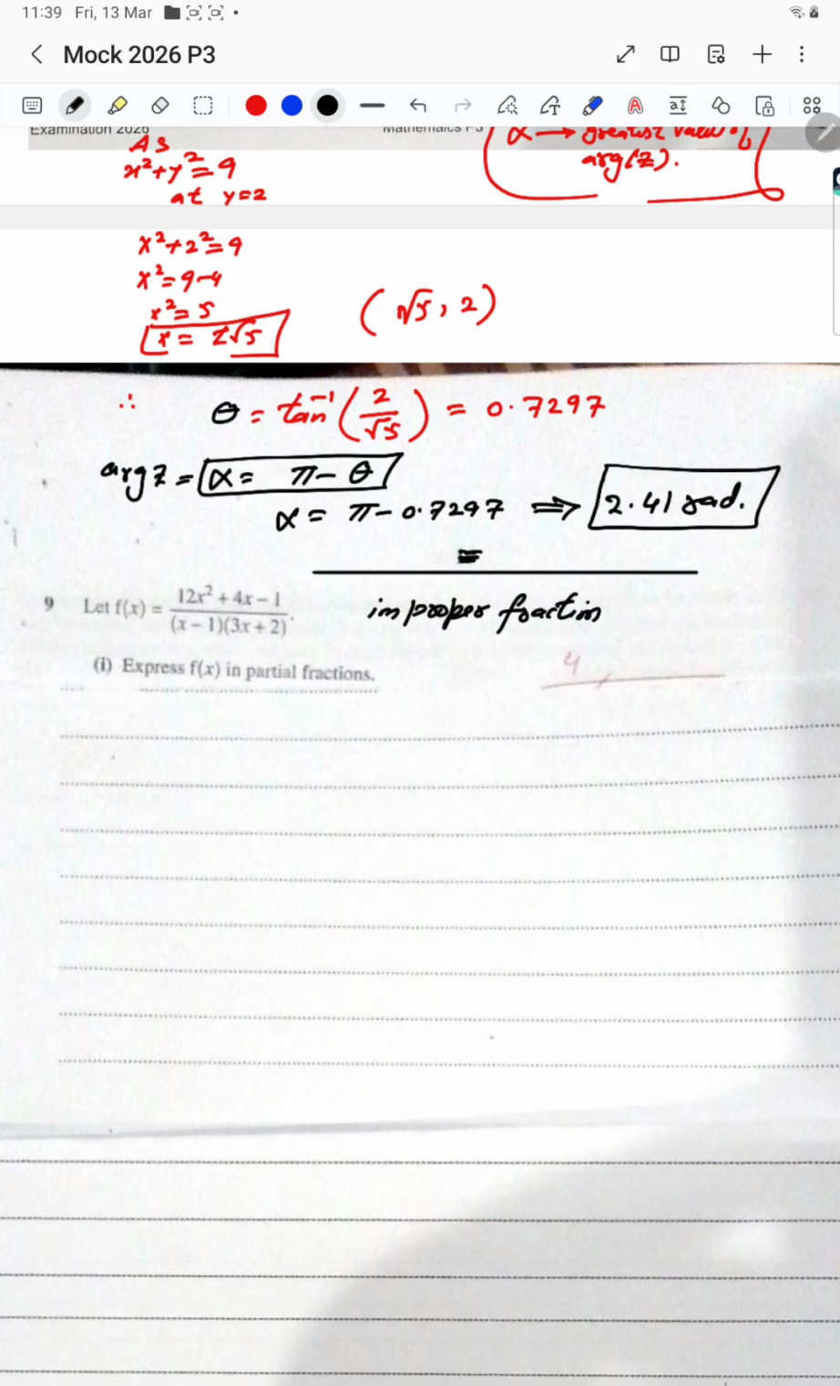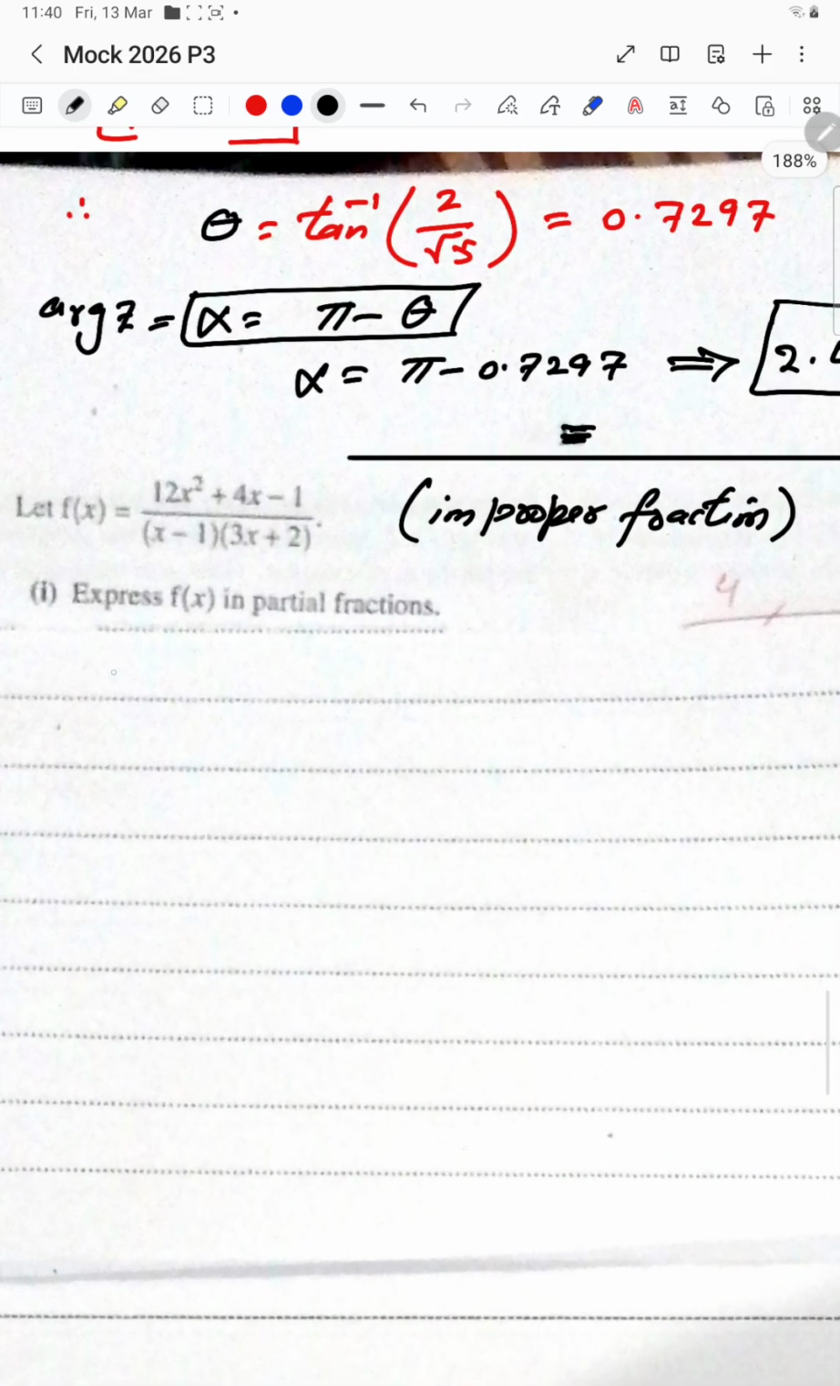If I say improper fraction, that means the numerator power must be equal to or bigger than the denominator power. So in such case, first we need to divide. Here you can see the expression is 12x square plus 4x minus 1. When we multiply the denominator term, we get 3x square minus x minus 2. You can see the power is same. So first we need to divide it.